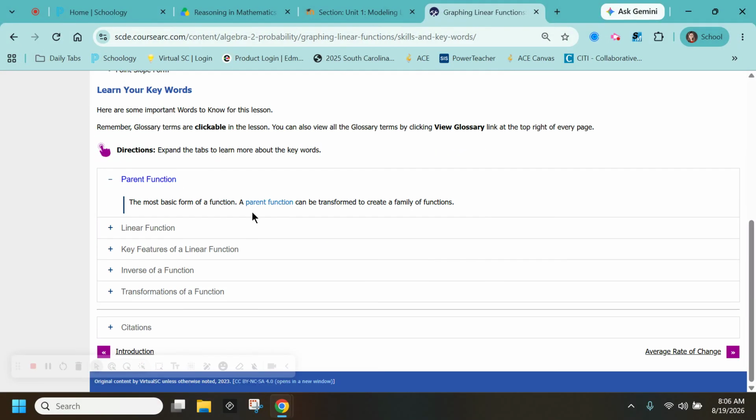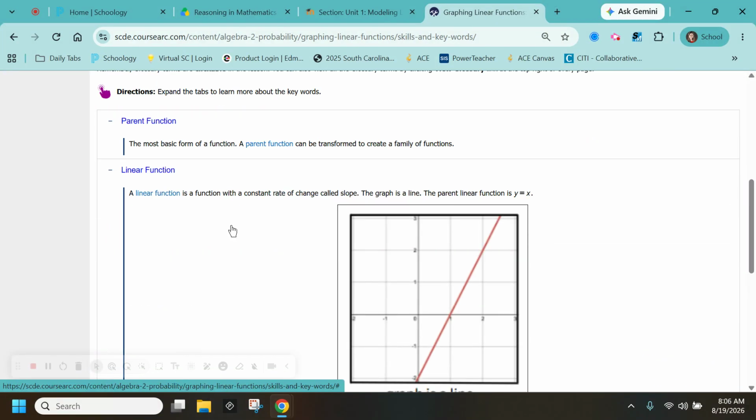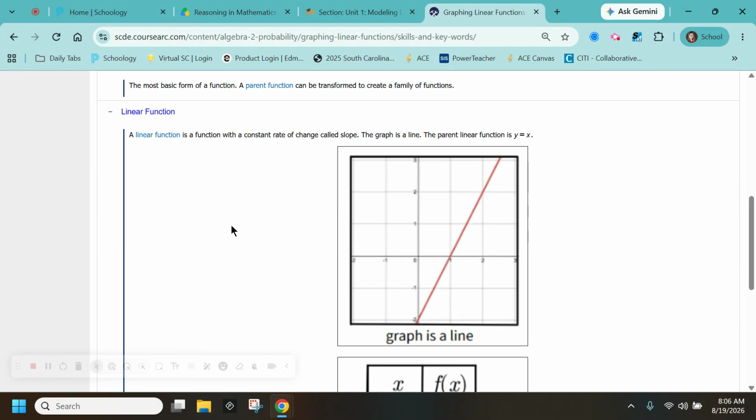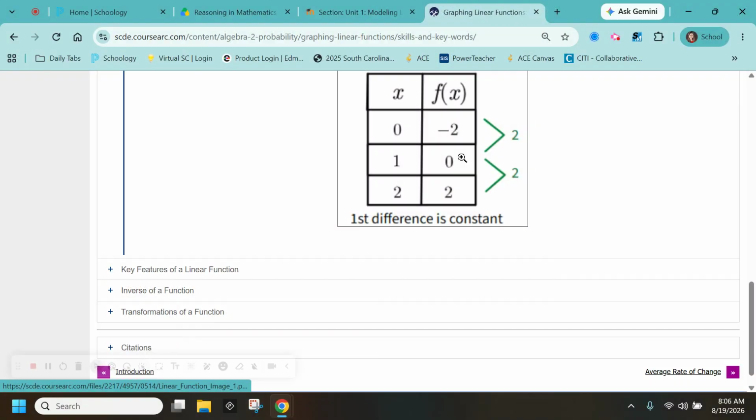That is the most basic form of a function, and it can be transformed to create a family of functions. A linear function is a function with a constant rate of change called slope. So rate of change and slope are going to be used interchangeably throughout this lesson. The graph is a line, and the parent linear function is y equals x.